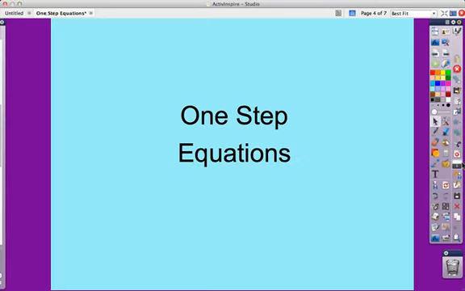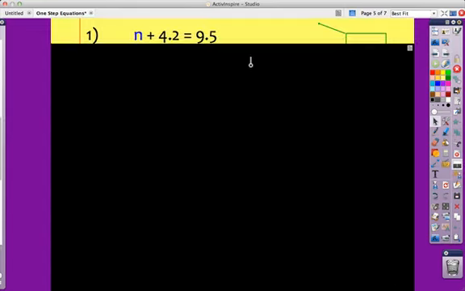All right, so we are going to talk about one-step equations. We're going to use addition and subtraction as our operations. So the first problem that we're going to take a look at, number one, is n plus 4.2 equals 9.5. N plus 4 2/10 equals 9 5/10.